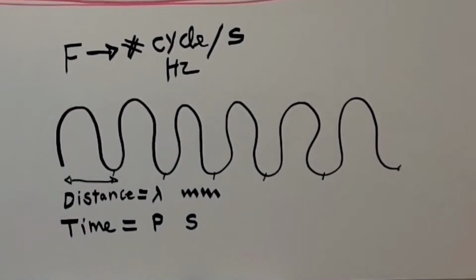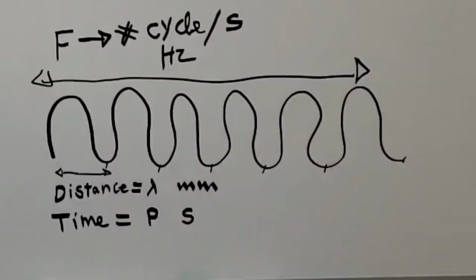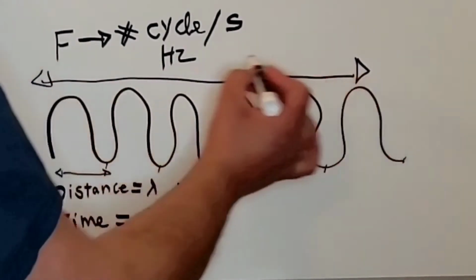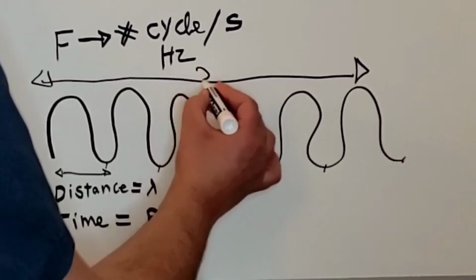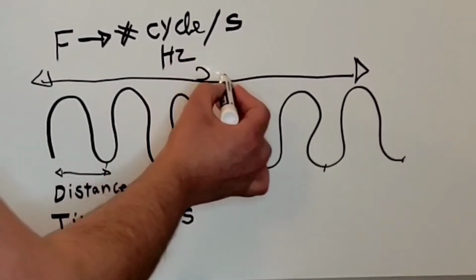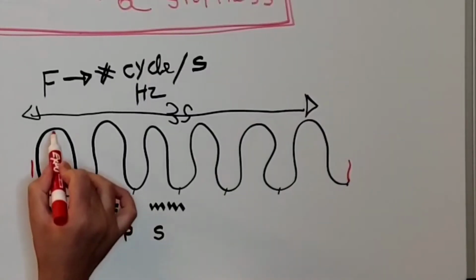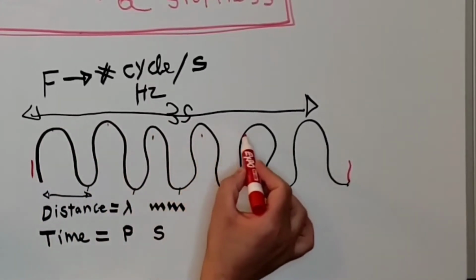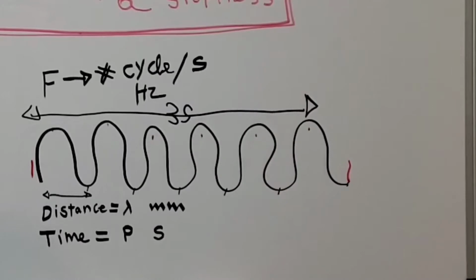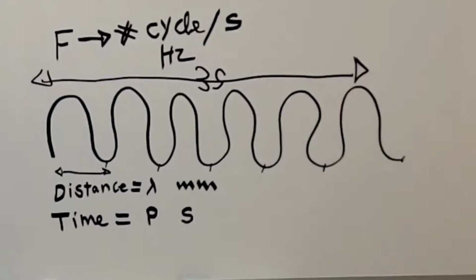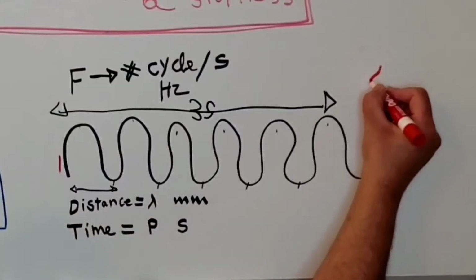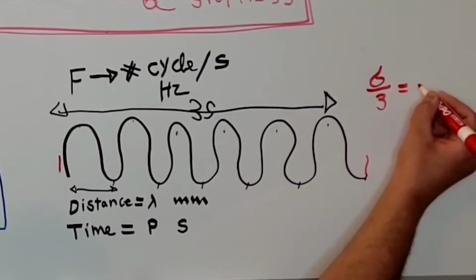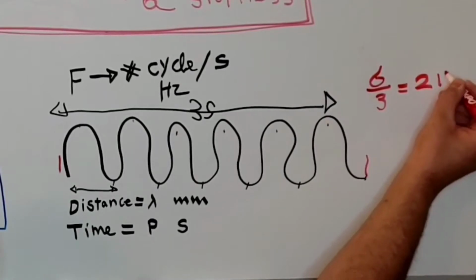Frequency is the number of cycles in 1 second. For example, if the time from this cycle to this cycle is 3 seconds, how much is the frequency? So we'll count how many cycles we have. We have 1, 2, 3, 4, 5, 6. We have 6 cycles in 3 seconds. So the frequency equals 6 cycles divided by 3, which equals 2 hertz.